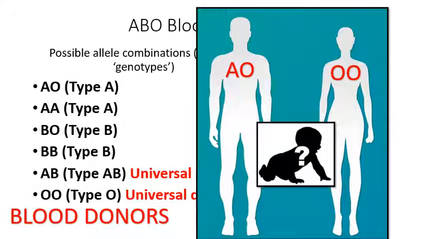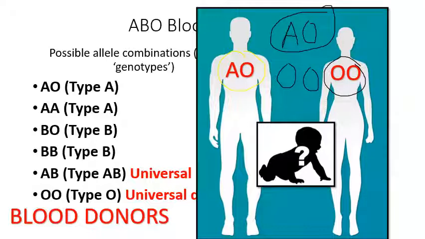Okay, so with that caveat in mind, let's look at some possible problems here. All right, so the father has blood type AO, and the mother has blood type O. Right? So that means that the mother can only donate the O allele. Half the time the father donates the A allele, and half the time he donates his O allele. Okay. Now, what if the baby gets that combination? Will that be a problem?